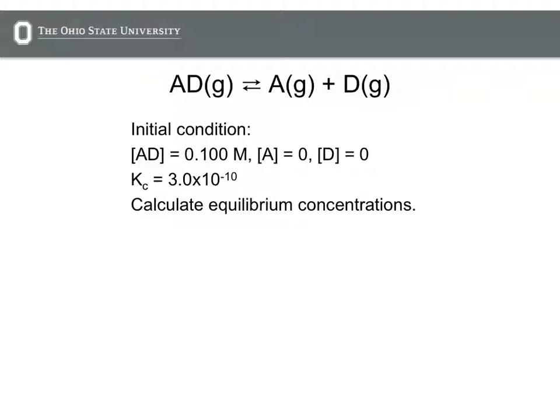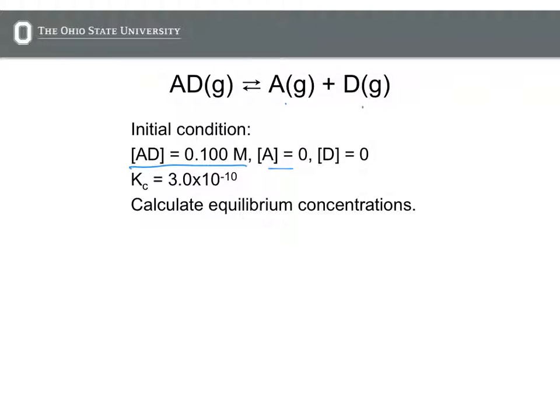You don't see a ton of these types of situations in chapter 15. When we get to chapter 16 with acids and bases, we're going to be assuming the X is small very frequently. Just makes our life so much easier. But this is a great starter to that. So here we have a very generic decomposition reaction. We have an initial concentration of AD. We don't have any A, and we don't have any D.